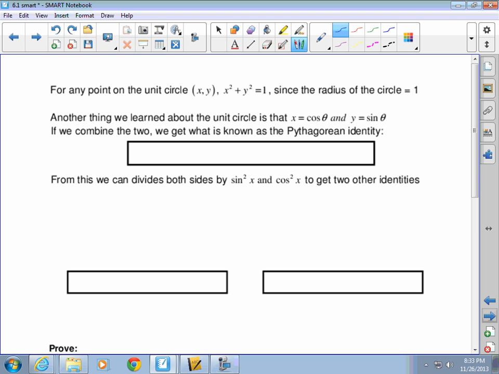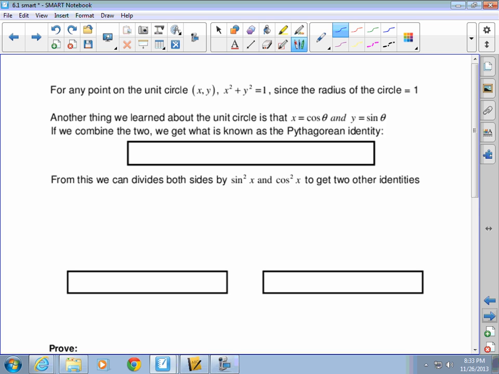Okay, we still deal with the unit circle. On this, you saw when we were finding our restrictions that we used the unit circle exclusively. So this says for any point on the unit circle (x, y), x squared plus y squared is equal to 1. So we talked about that last unit. In order for a point to be on a unit circle, when you square your coordinates, they have to equal 1, because the radius of a unit circle is 1.